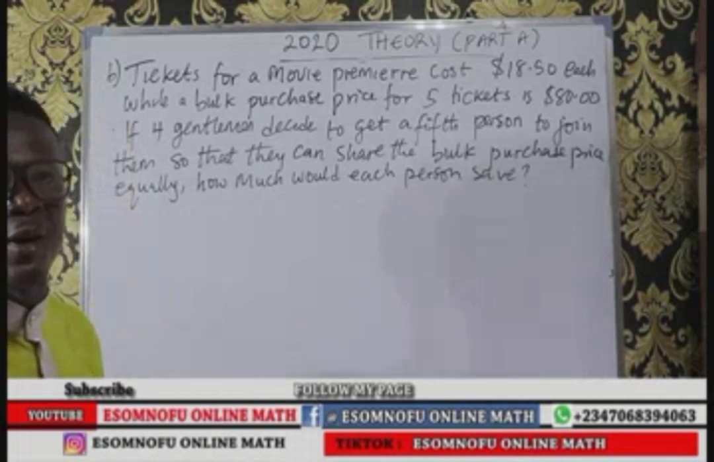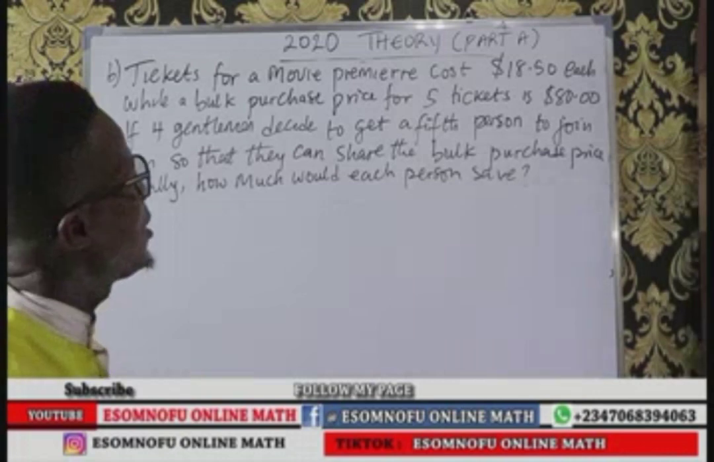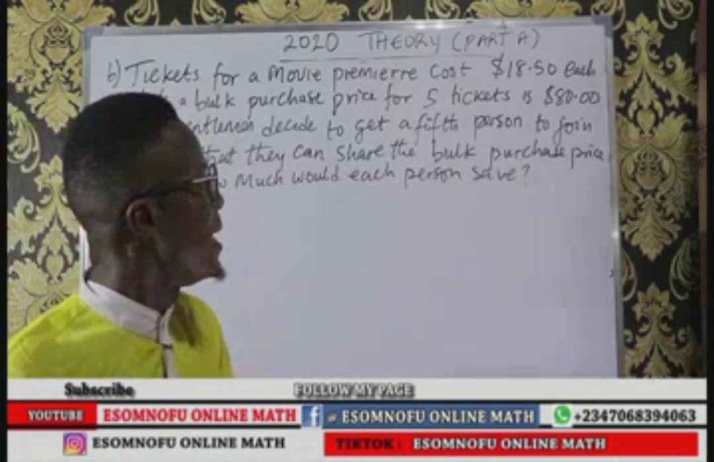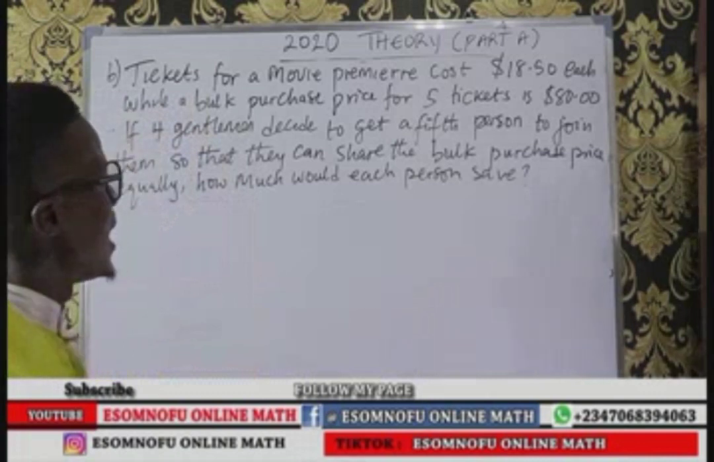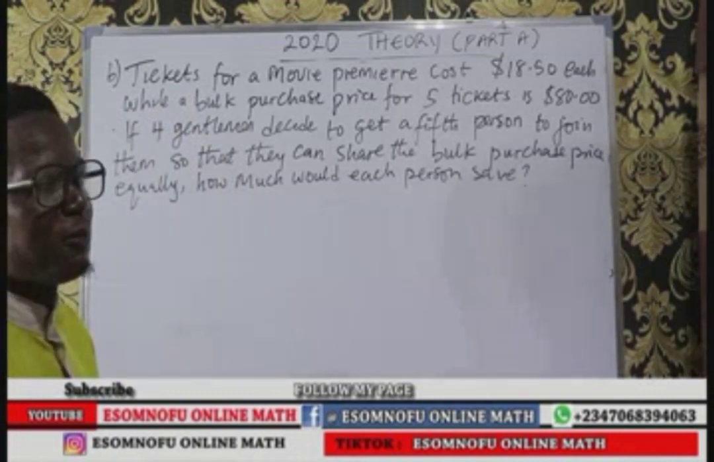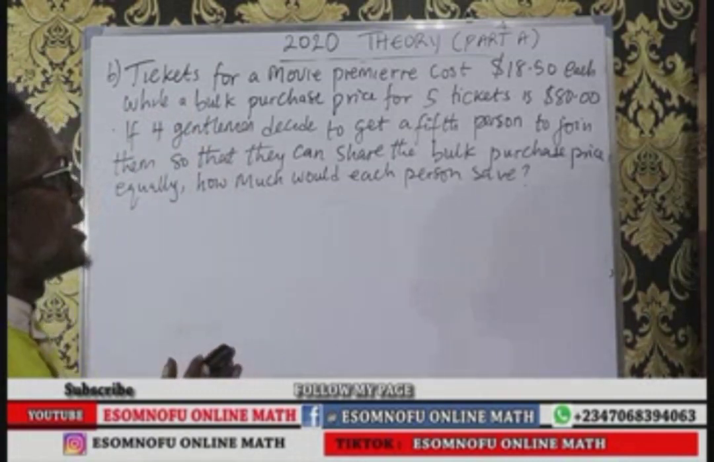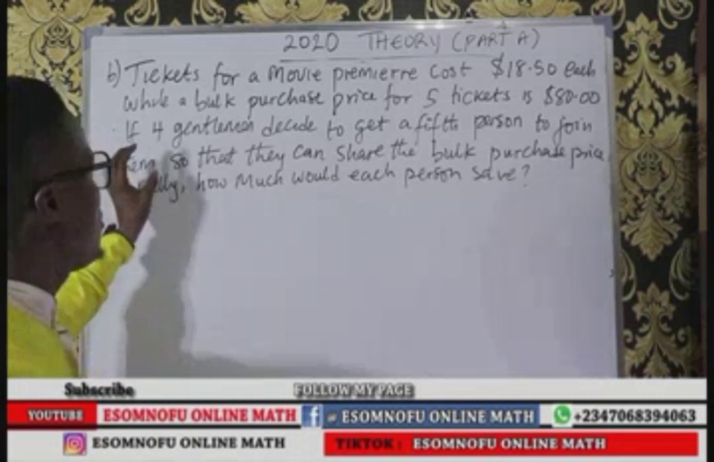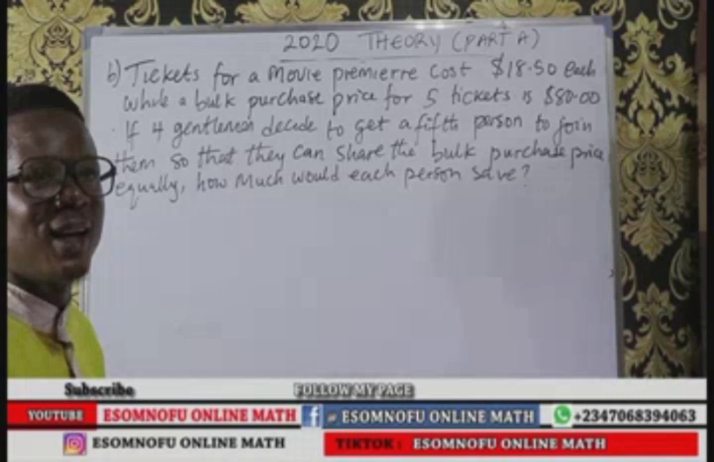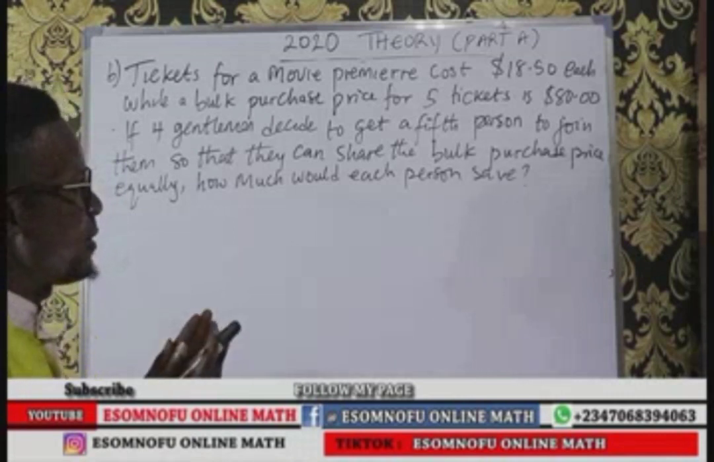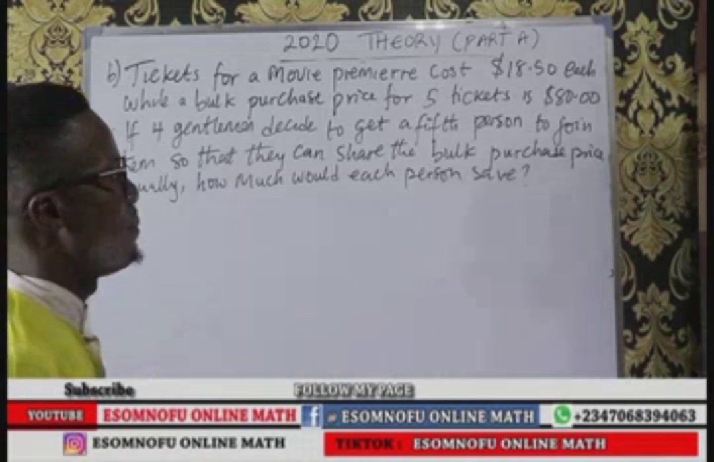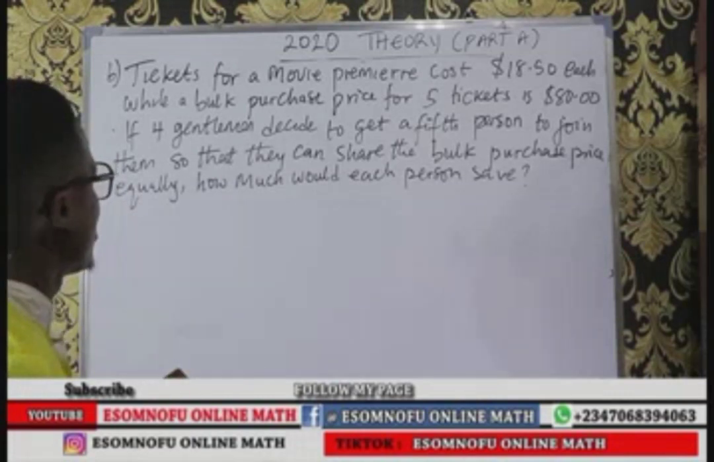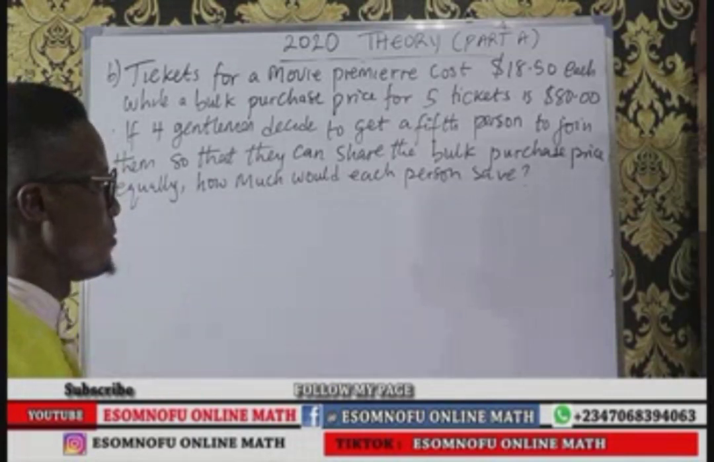Now, some persons are wise. After knowing that if they pay individually, it will cost them $18.5, and they know that if they are up to 5 and make a bulk purchase of 5 tickets, they have to pay $80. But they are 4, so they decide to get a 5th person that will make them 5, so that they can buy the bulk purchase in order to save some money. So the question is now asking us, how much would each person save?